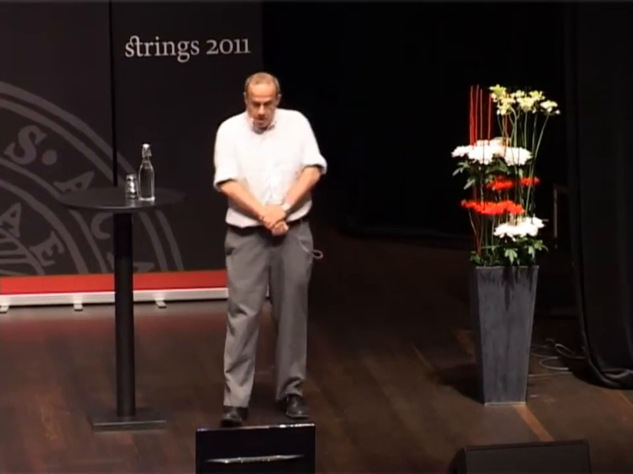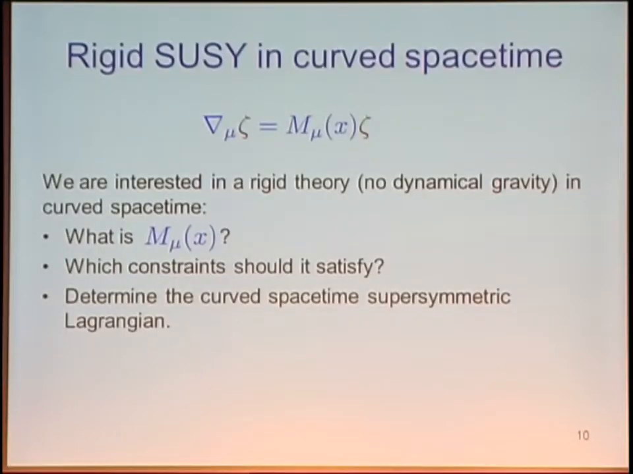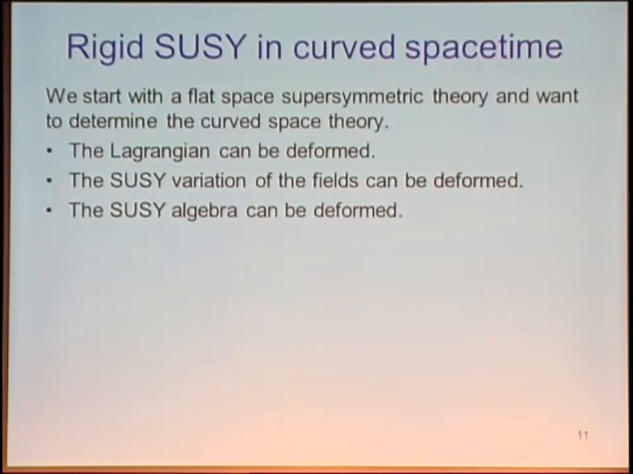We would like to ask the following question. Given a rigid supersymmetric theory, no gravity, how can we put it in curved space? What is this M mu of x in the general case when we have an arbitrary supersymmetric theory and we put it, again, in curved space? We have no dynamical gravity, just the rigid theory. So what is M mu of x? How should we think of it? Which constraints should it satisfy? And if we find the solution, and we find the theory in curved space which has such an M mu of x, how do we find the matter Lagrangian? How do we use this information to find the curved space supersymmetric Lagrangian?